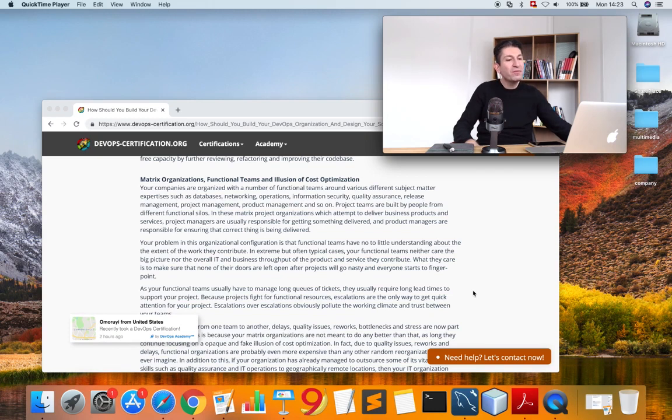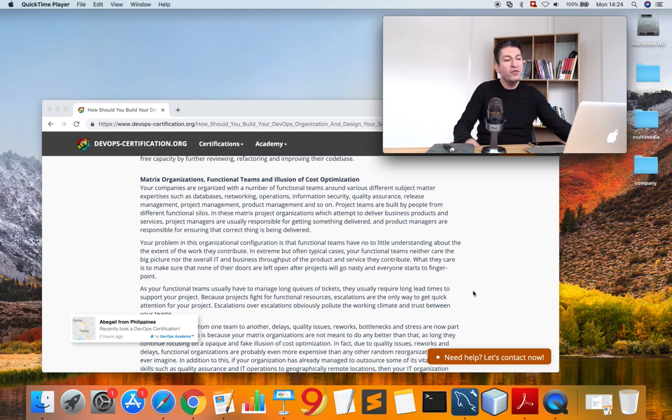Project teams are built by people from different functional silos. In these matrix project organizations, which attempt to deliver business products and services, project managers are usually responsible for getting something delivered, and product managers are responsible for ensuring that the correct thing is being delivered. Good luck. And your problem in this organizational configuration is that functional teams have little to no understanding about the extent of the work they contribute.